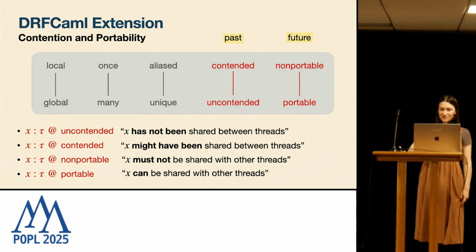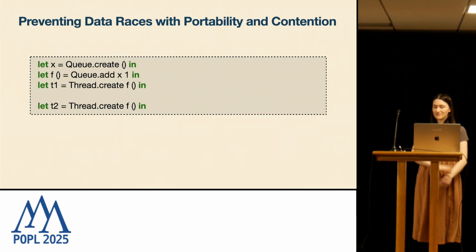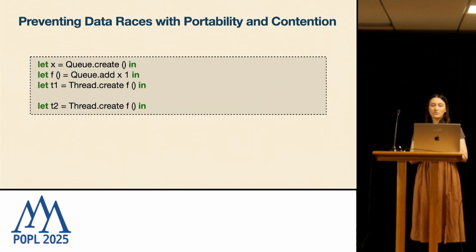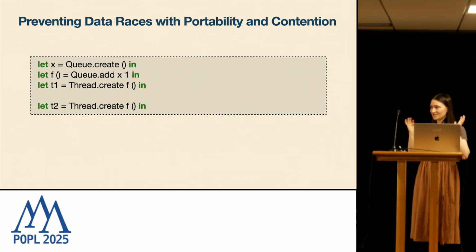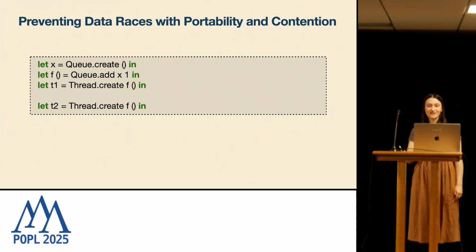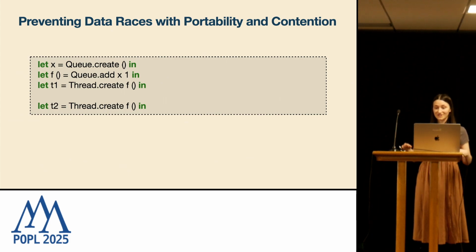Now let's see how these axes prevent data races. We're going to do this with an example. So we start out by allocating our queue, X. We then create a closure F that captures X and tries to mutate it. And we're going to run F in two different threads. Right, so first, I want to say, this program creates a data race. Right, two threads try to mutate X at the same time. So it's important that it's flagged as an error.